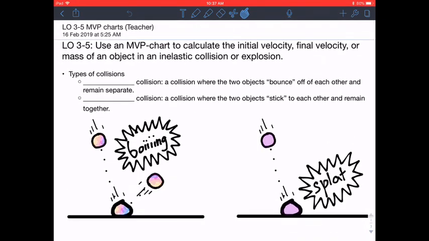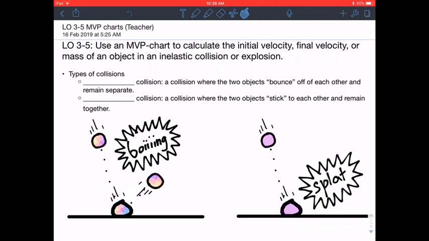All right, here we are at 3-5, which is our last learning objective in the momentum unit. This one is going to be talking about a really fun thing called an MVP chart. And I'm not being sarcastic. It's actually like my favorite thing in this whole unit. A lot of students end up finding that once they figure it out, it's kind of fun, sort of like a crossword puzzle or a Sudoku puzzle or something like that. That might not be you, but hey, it might be. You might actually really like this stuff.